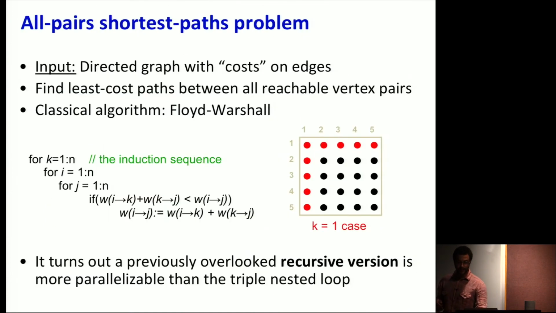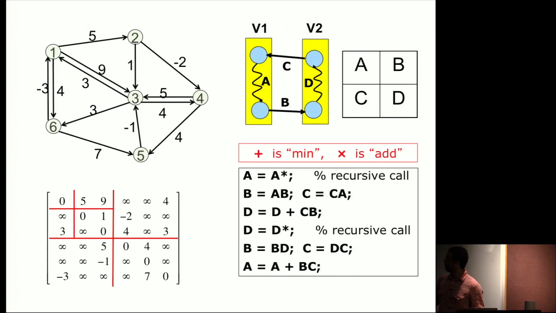So it's still the same updates as Floyd-Warshall, but it does it in a very different schedule, in a recursive schedule. So the whole algorithm is listed in this box on the bottom right side. First you do a recursive call on the top left quadrant, and then you do 2 matrix multiplies and another matrix multiply to update the bottom right quadrant, do another recursive call, and so on.